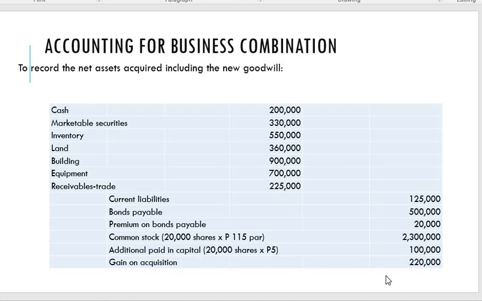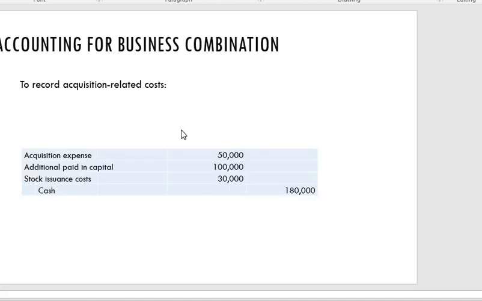Then, the gain on acquisition is 220,000. So, you've noticed, yung goodwill, it will be a debit, no? Then, yung gain on acquisition, it is a credit. Okay, so to record for the acquisition-related cost, still yung acquisition expense natin, yung professional fees will be debited to acquisition expense amounting to 50,000.